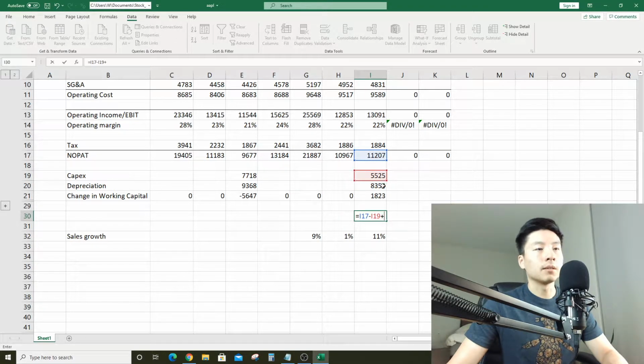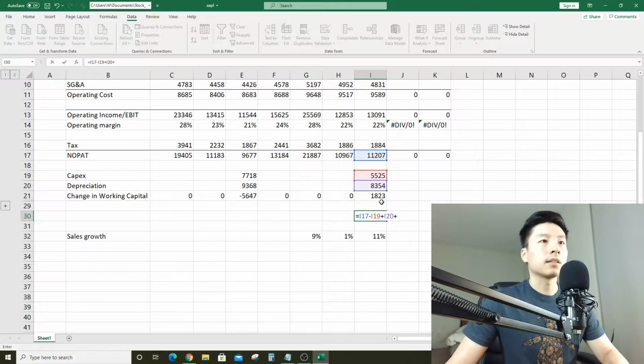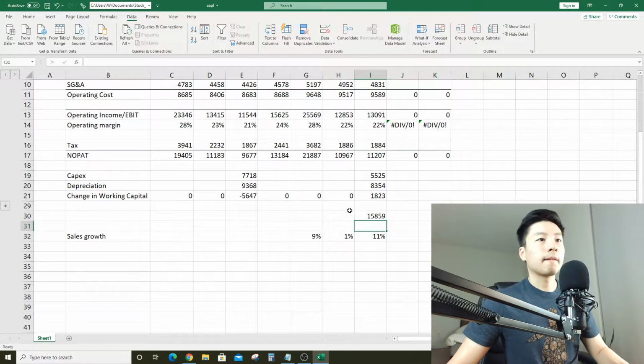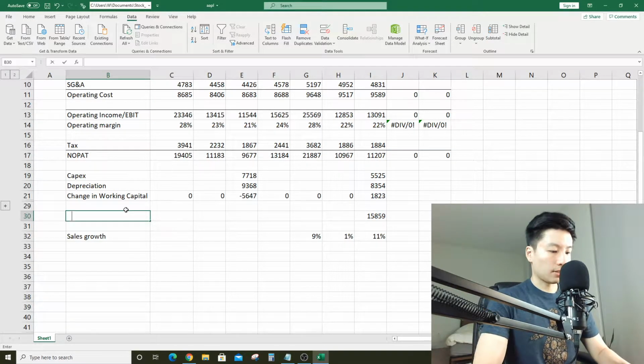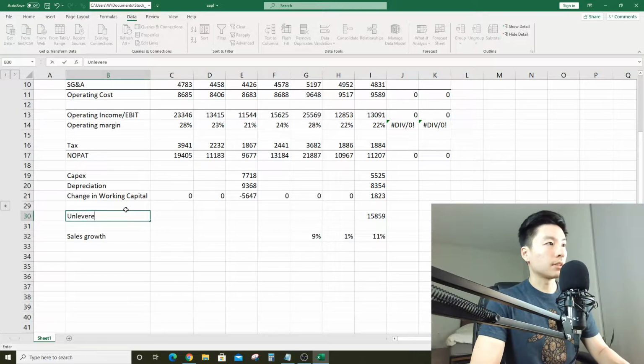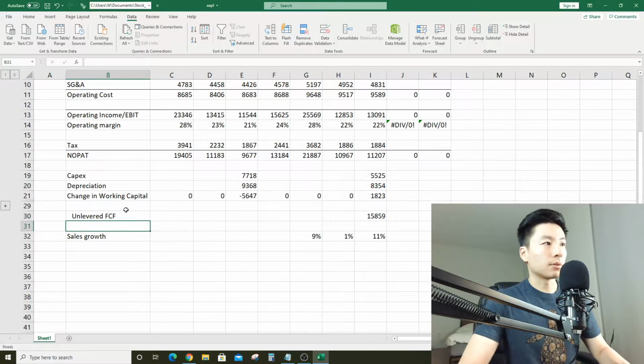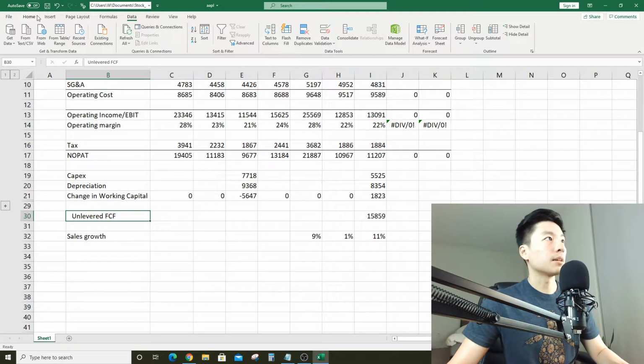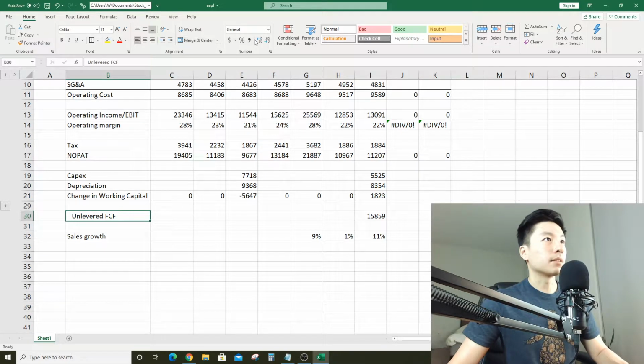But we get cash back because of the depreciation, the non-cash expense, right? So you add that back. And then you also want to add the change in working capital. All right. So this is what's called unlevered free cash flow. We're almost there. We're just one step away from getting the free cash flow.